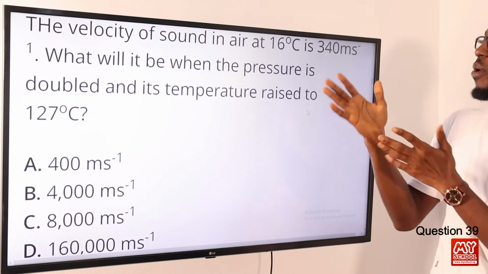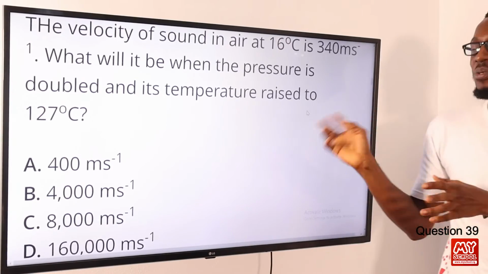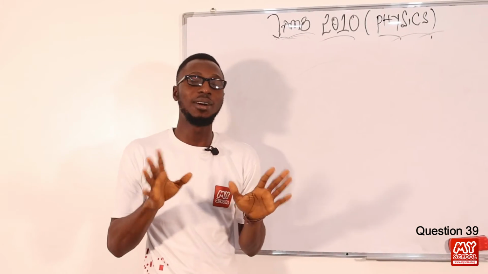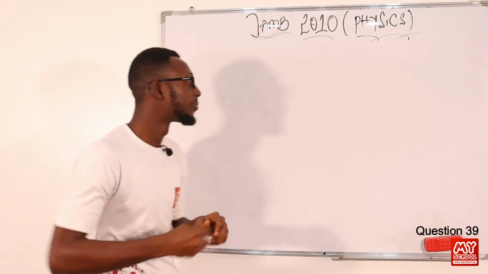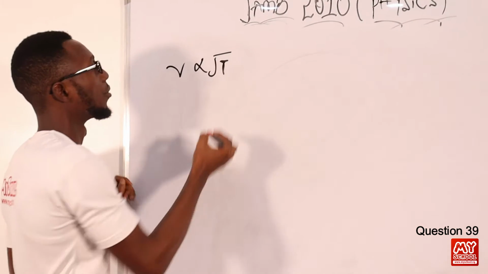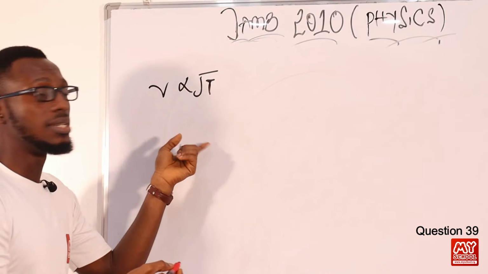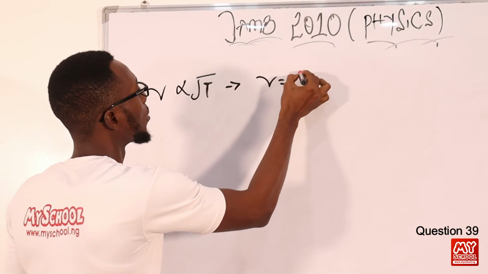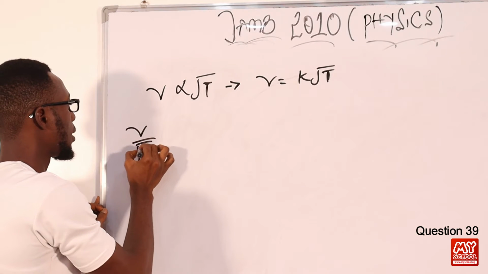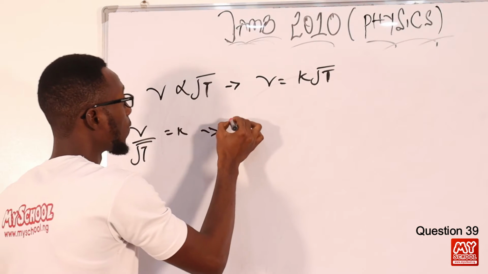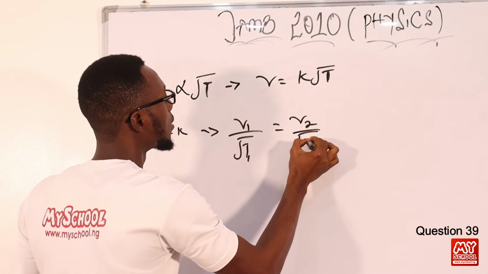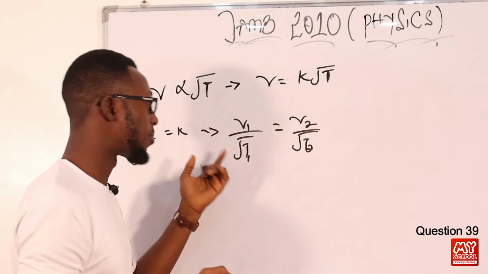So let's solve this. What will it be when the pressure is doubled and the temperature raised to 127 degrees Celsius? Whatever standard we are working with, the temperature should be in Kelvin. Remember, velocity is proportional to the square root of T, so v equals k root T, that is v over root T equals k. Then v1 over root T1 equals v2 over root T2. This is not volume, this is velocity or speed of sound.